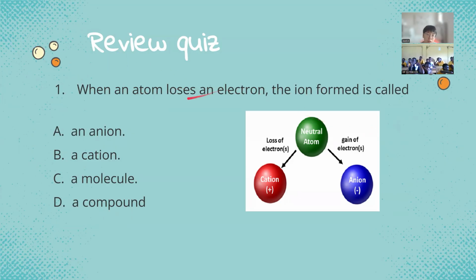So, when an atom loses an electron, the ion formed is called, what is it, guys? If it loses an electron. Yes, I heard B, cation. That is correct. When it loses an electron, it forms a cation.